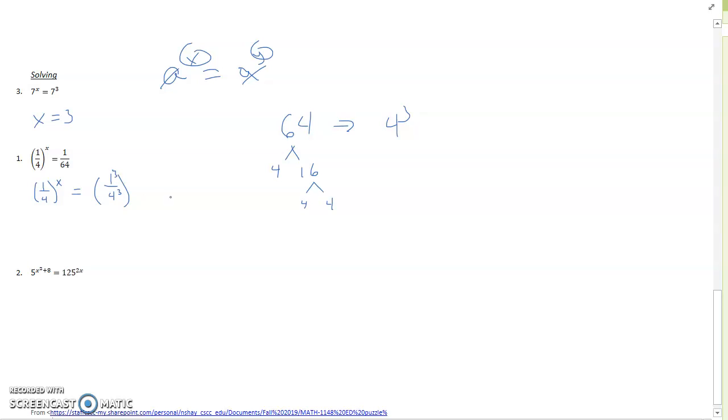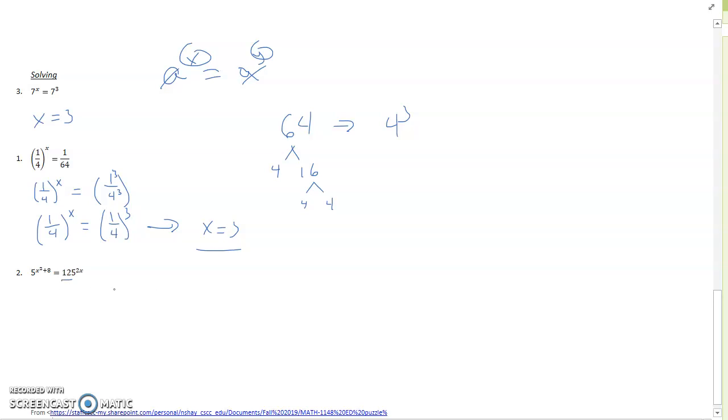Now, 1 to the third power is still 1, so this actually could be 1 over 4 to the x equals 1 over 4 to the third, which tells us that x is equal to 3.